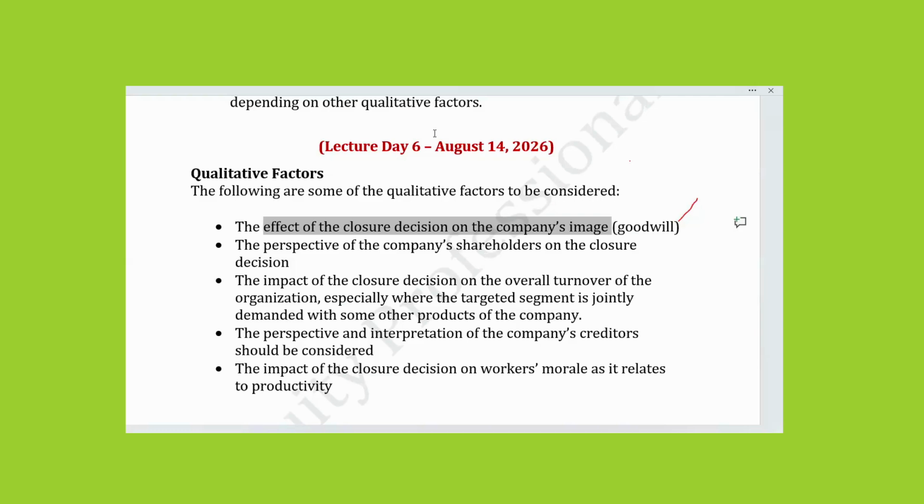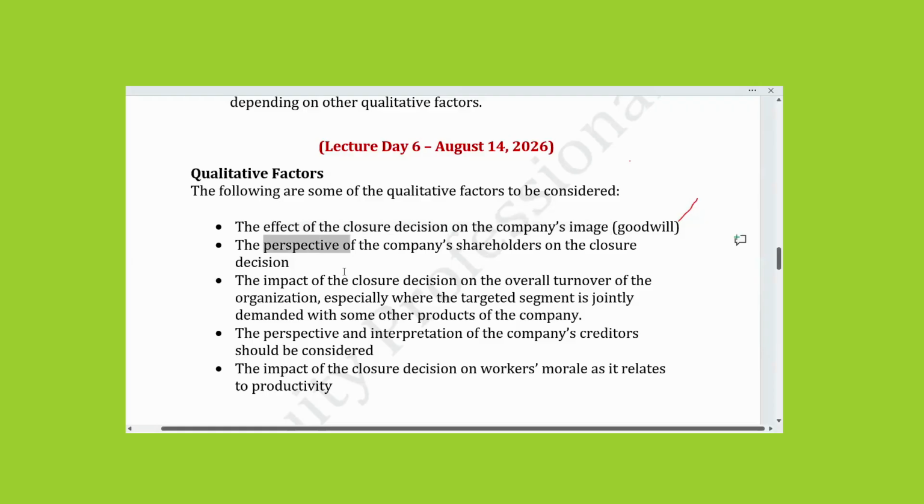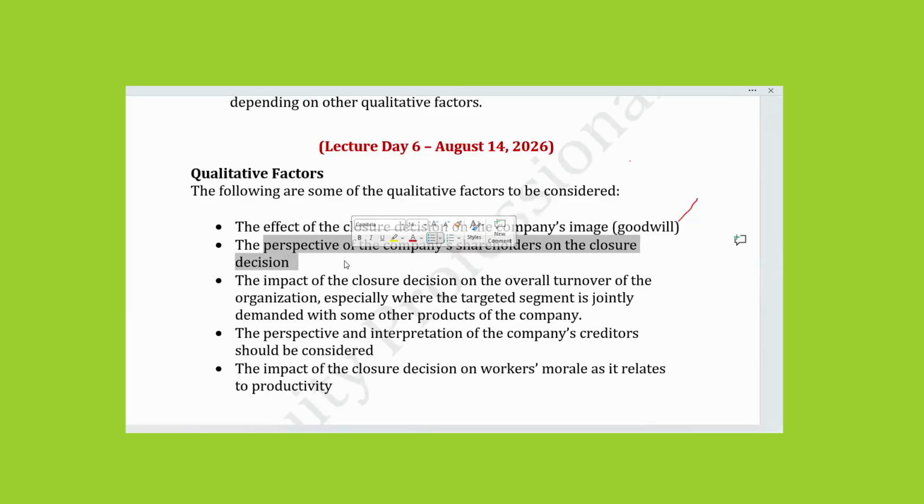Number two, the perspective of the company shareholders to the closure decision should also be taken into consideration. How would the shareholders feel, right? You never can tell. It may be one of the shareholders that introduced the products that you want to discontinue, right? So you need to consider the perspective of the shareholders before the final decision is taken.